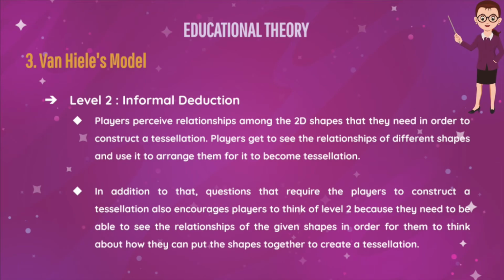Level 2 of Van Hiele's model, informal deduction. Players perceive relationships among the 2D shapes that they need in order to construct a tessellation. Players get to see the relationships of different shapes and use them to arrange them so that they become a tessellation. In addition, questions that require the players to construct a tessellation also encourage the players to think at level 2, because they need to be able to see the relationships of the given shapes in order to think about how they can put the shapes together to create a tessellation.